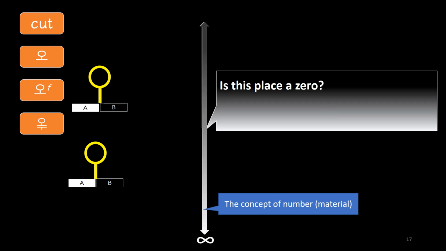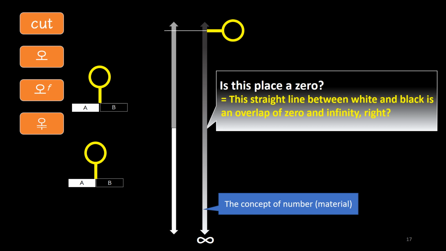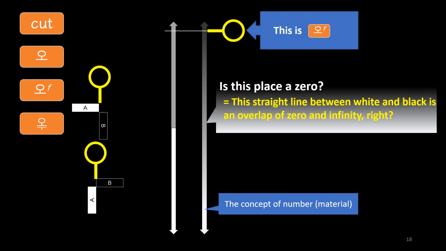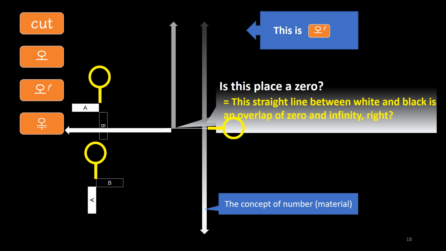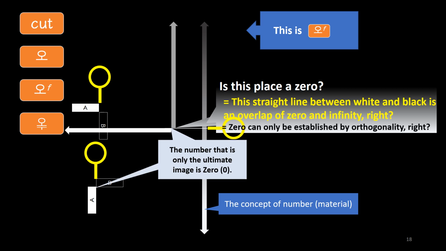Is this place a 0? This straight line between white and black is an overlap of 0 and infinity, right? This is the superposition operator. The number that is only the ultimate image is 0. 0 can only be established by orthogonality, right?